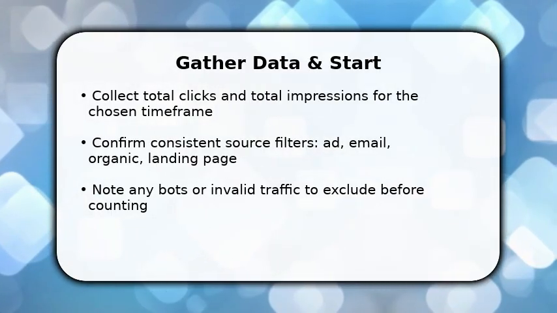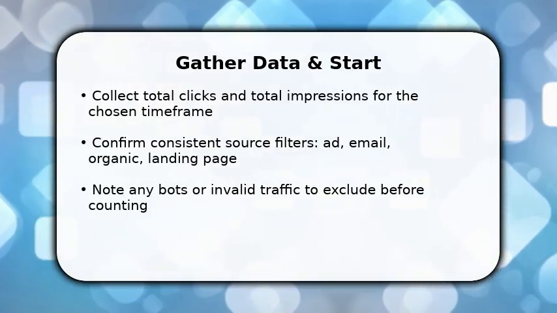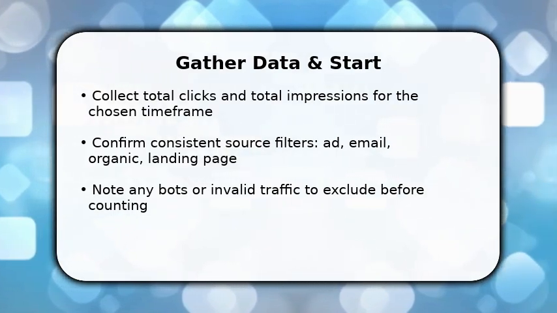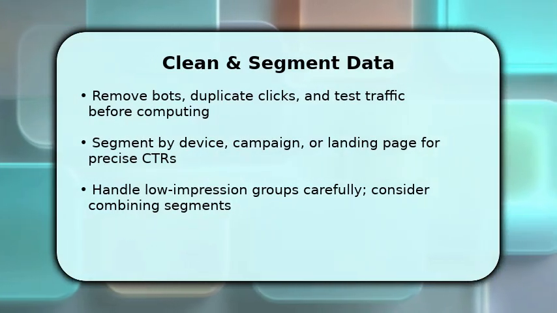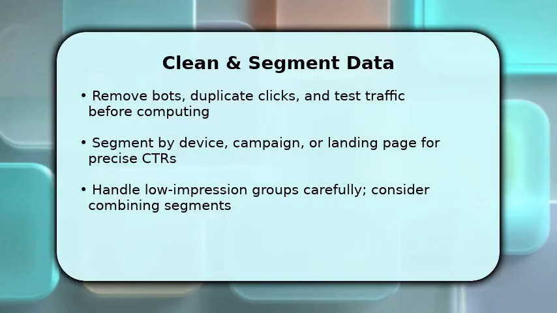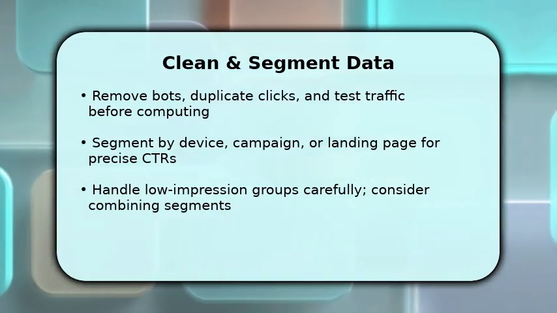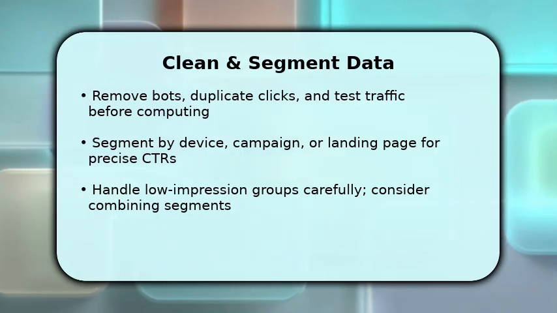Finally, position those figures side by side so you can compute clicks divided by impressions and proceed to convert to a percentage. Now clean and segment your dataset to get meaningful results. Remove duplicates and test traffic first. This ensures accuracy. Next, segment by device, campaign, or landing page so you can find where CTRs differ. This helps you diagnose performance.